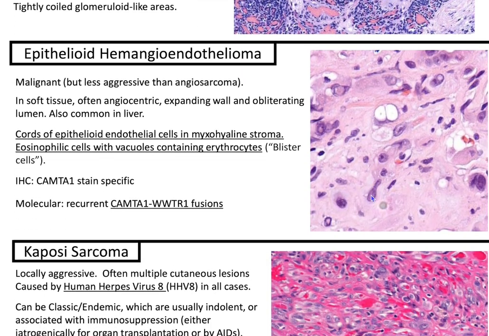Epithelioid hemangioendothelioma. This is malignant but less aggressive than angiosarcoma. It's often in the soft tissue, often angiocentric, and has an expanding wall and obliterates the lumen. It's common in the liver, and histologically, from low power, you'll see cords of epithelioid endothelial cells in a myxohyaline stroma. And as you look closer on high power, you'll see these eosinophilic cells with vacuoles containing erythrocytes. These are known as your blister cells.